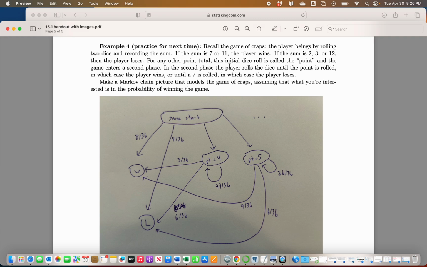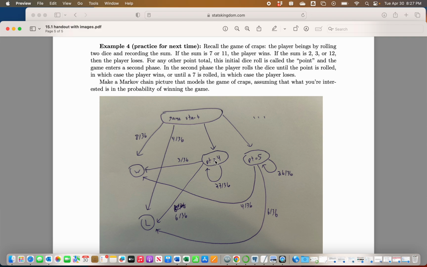The probability of that happening is, okay, so getting a 7 is 6 out of 36. This is 2 out of 36. So there's an 8 out of 36 chance you win immediately, but there's also a 4 out of 36 chance you lose immediately from getting a 2, 3, or 12. Otherwise, you roll a point, and I forgot to label these arrows. This arrow here, the probability you would write is 3 out of 36, the probability of rolling a 4. And then once you've rolled a 4, you go into that second phase.